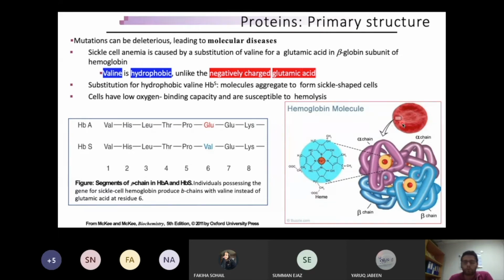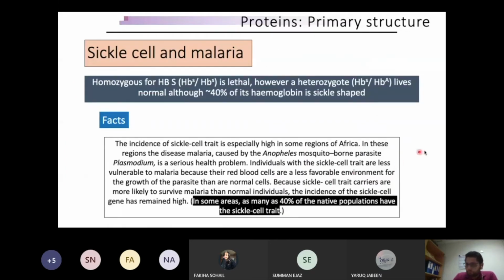How does this happen? So what is the end result? The end result is that this molecule is no longer able to carry normal oxygen. Under low pressure of oxygen, this is unable to change and it could be lethal. And the end result is hemolysis, the breakdown of this molecule earlier and quicker than the normal molecule.